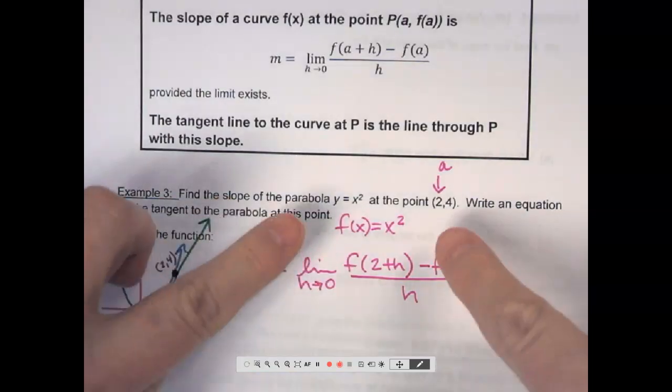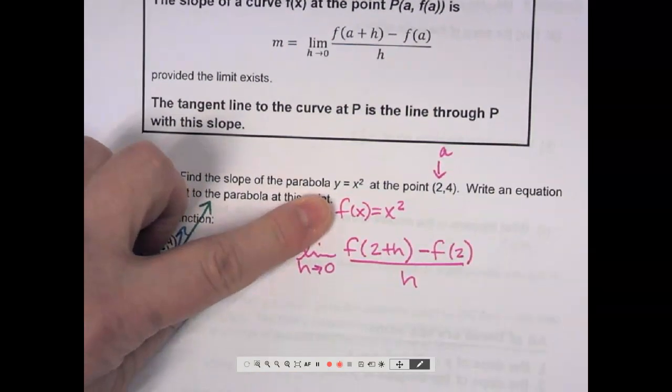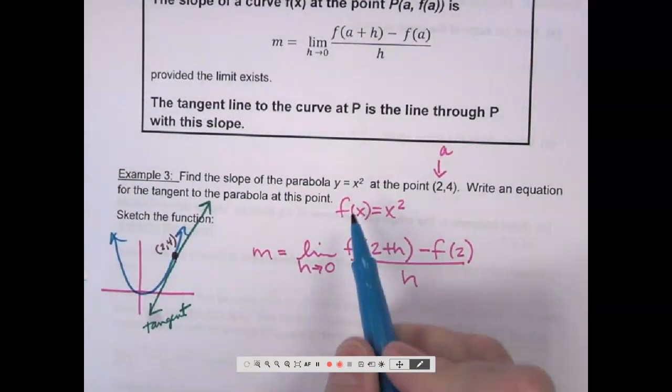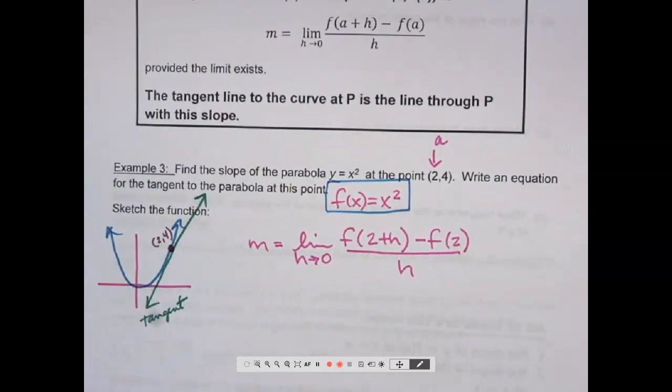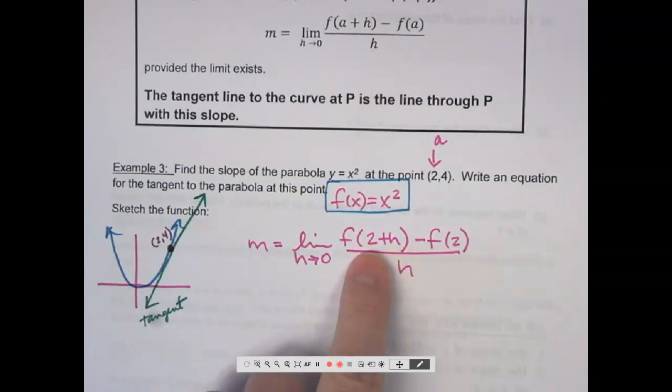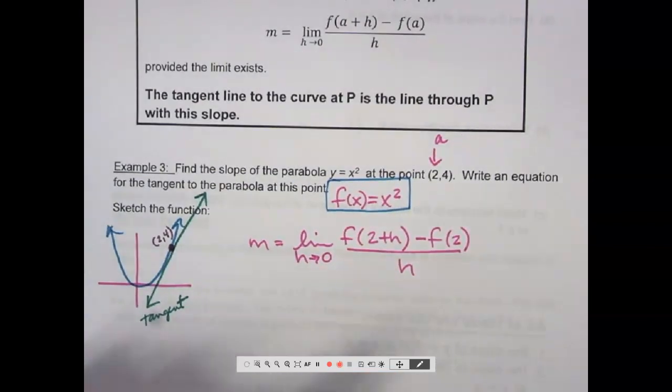Okay, so take this function, f of x equals x squared. If I said find f of 3, what would you do? Plug in 3. If I said find f of 17, you would plug in 17. What if I said find f of m? Plug in m. So when I say find f of 2 plus h, we are going to plug in 2 plus h. Okay, so here we go.